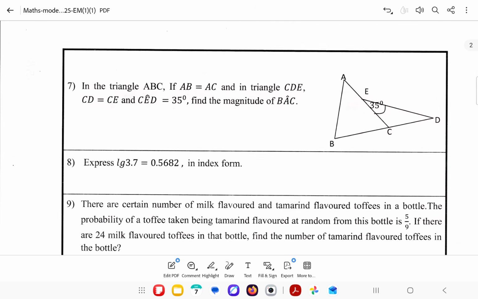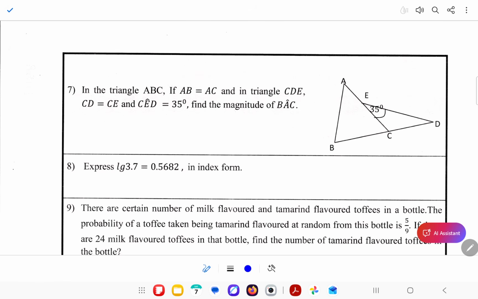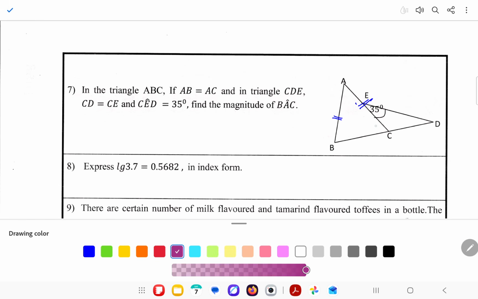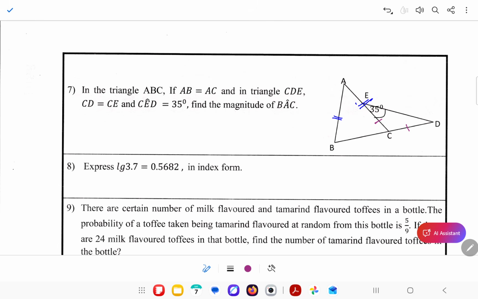Right. Then let's look at number 7. In the triangle ABC, AB equals AC. So this one equals this one, AC. And in triangle CDE, CD is equal to CE. CED is 35 as marked in the diagram. Find the magnitude of BAC, this one.